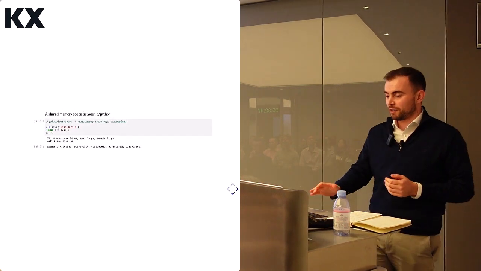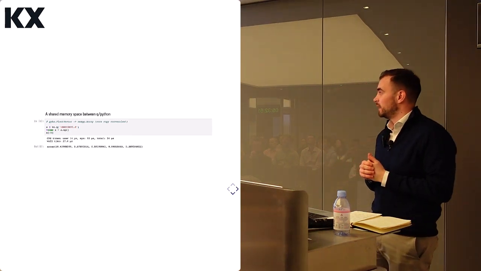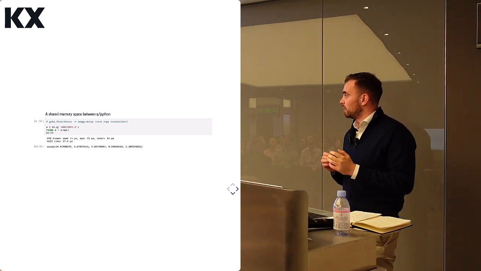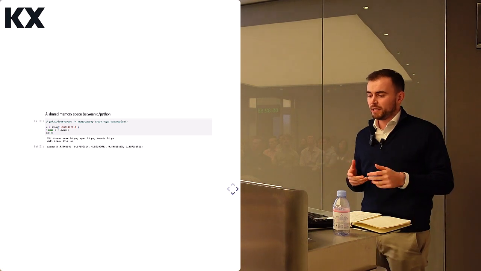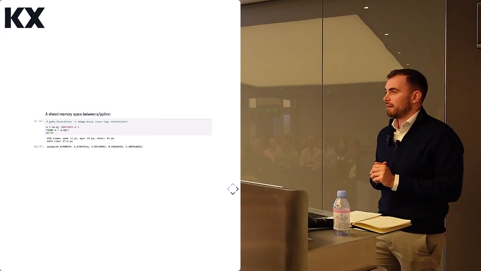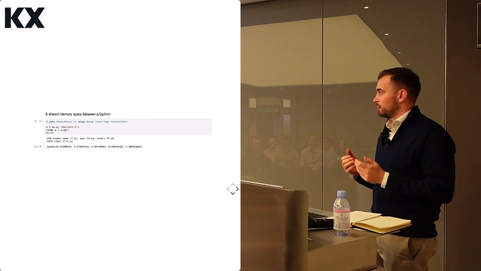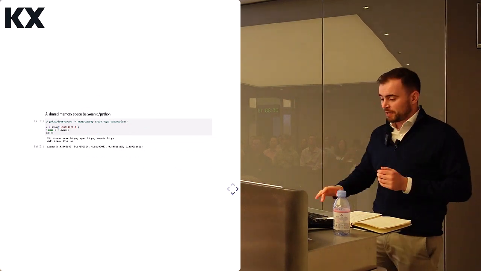A critical feature of PyKX is the shared memory space between Q and Python, so we can easily convert data between Q and Python and Python and Q. In this example, I have a PyKX float vector, a million floats, I think. I can do a zero copy conversion to NumPy. You can see there 14 microseconds, basically instantaneous. Essentially all it's doing is defining the Python object by referring to a pointer in Q's memory space. So it's really fast.